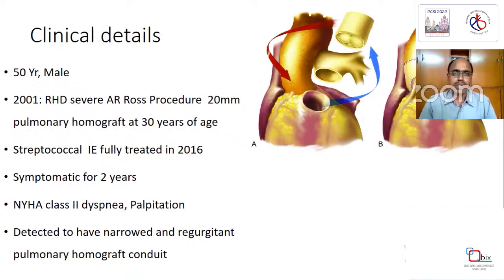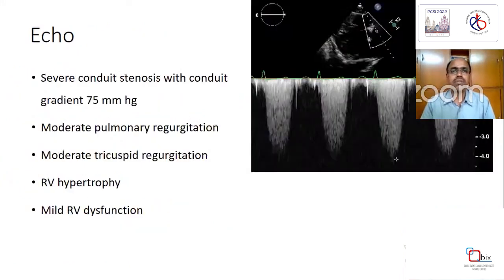There was a brief episode of streptococcal infective endocarditis about 4 years before, which was successfully treated. He's symptomatic for the last 2 years with class 2 dyspnea and palpitations. He was identified to have a narrow pulmonary conduit with regurgitation. Echocardiogram showed significantly elevated RV systolic pressures, conduit gradient of around 75 millimeters of mercury, and there was RV dysfunction.